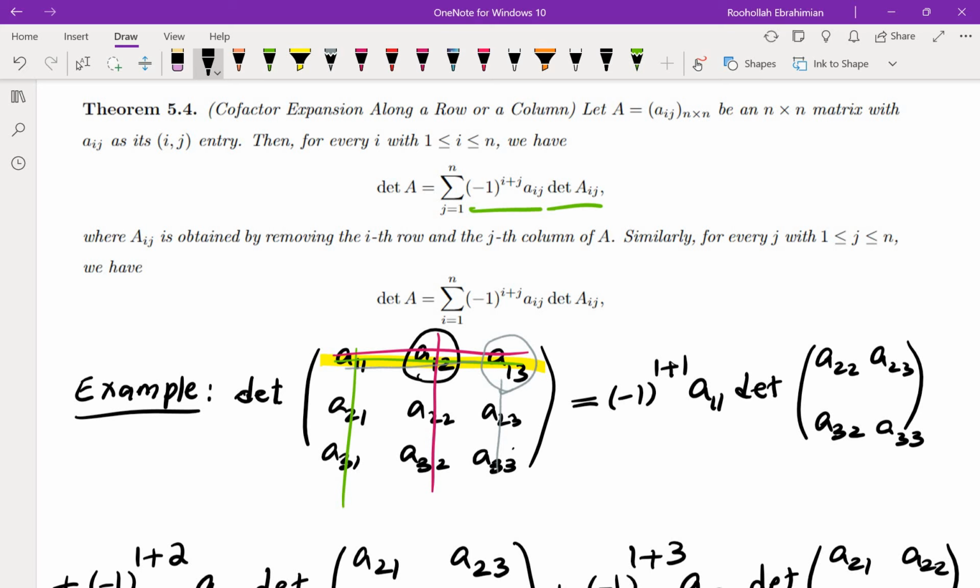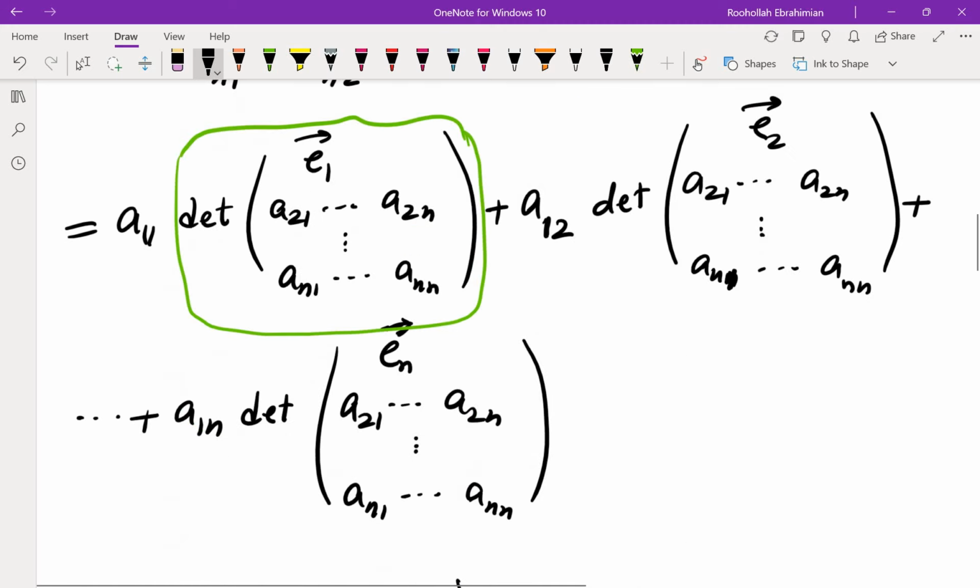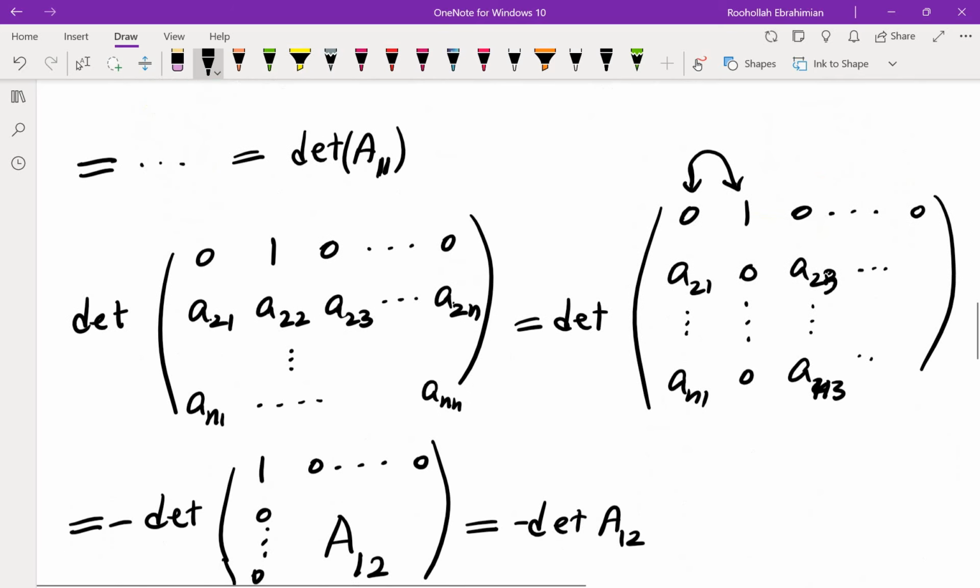So that would prove the cofactor expansion along a row. How about cofactor expansion along a column? So all you need to do is to use the fact that determinant of A transpose is the same as determinant of A. So a cofactor expansion along rows of A transpose is going to be the same as cofactor expansion along columns of A. And that also is not very difficult to see.